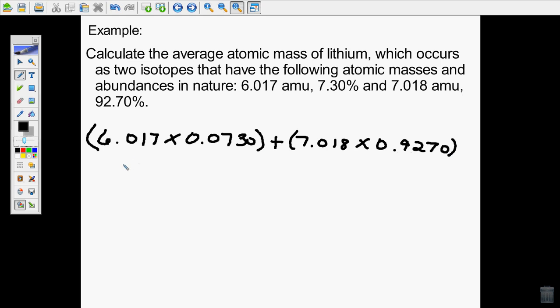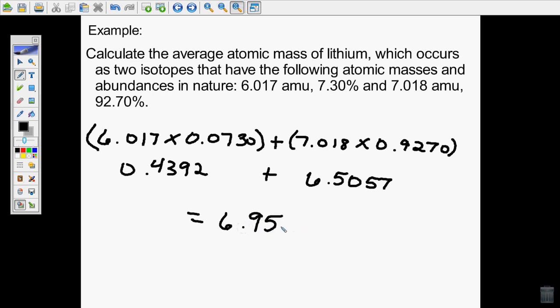When we do our calculations, this times this equals 0.4392, plus this times this equals 6.5057. And then when we add these two numbers together, we end up with 6.95 AMUs. Make sure when you record your answer you use the correct number of significant figures.